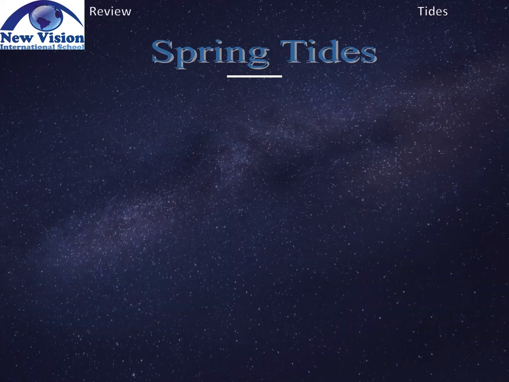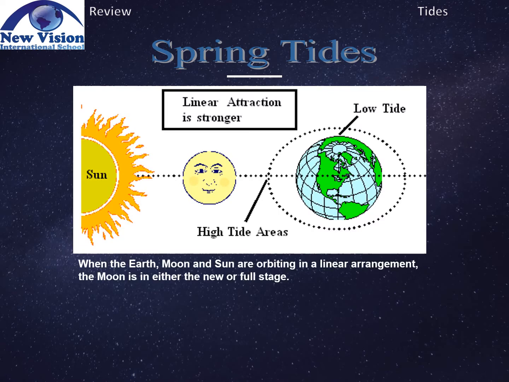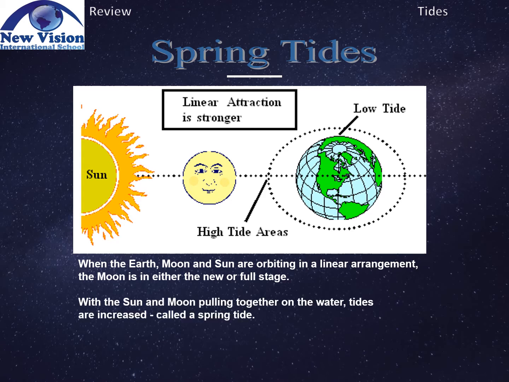Spring tides. So remember, when the Earth, moon, and sun are orbiting in a linear arrangement, the moon is in either the new or full stage, with the sun and moon pulling together on the water. Tides are increased, called a spring tide. So remember, spring tide comes from an old English word, springen, meaning to jump.